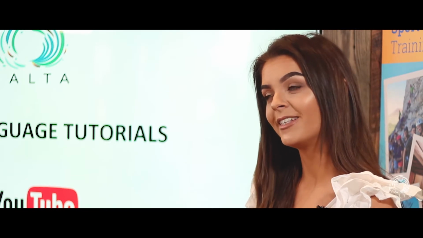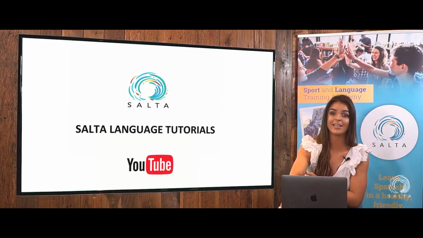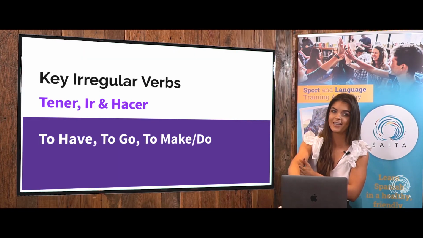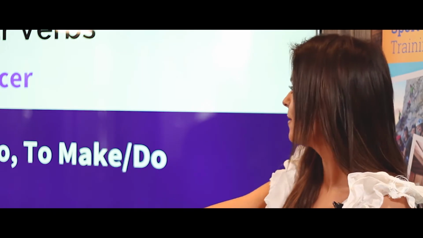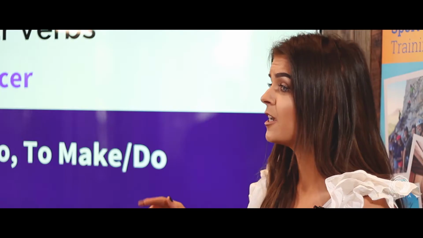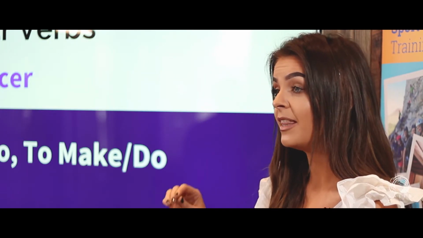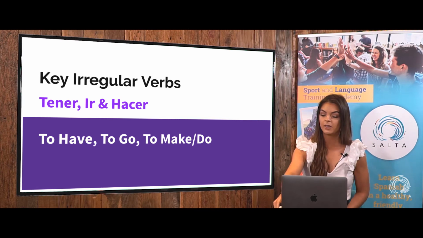I'm sorry to break it to you, but unfortunately today we are still going to be talking about verbs, and even worse, irregular verbs. Just 3 of them though, so don't panic. So we have the verbs tener, ir and hacer, which I hope you know by now are the verbs to have, to go, and then to make or to do.